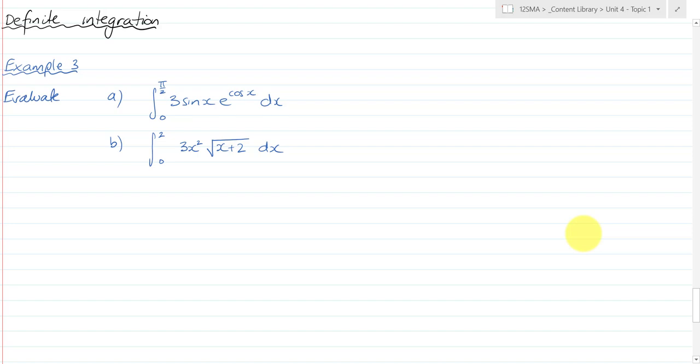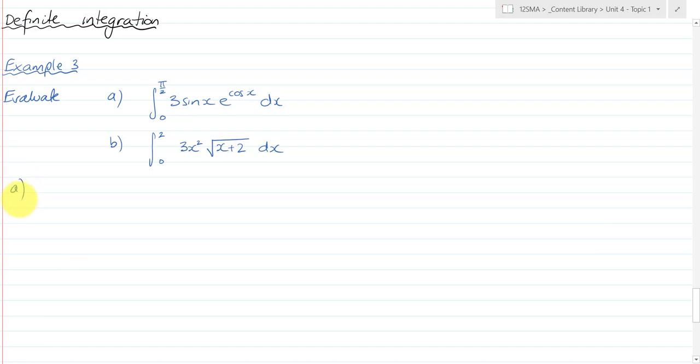Hi and welcome to video 7 in my series on Integration for Specialist Maths Unit 4. In this video it's going to be quite short. I'm just going to do a couple of examples of using substitution within the definite integration realm. So you'll see example 1 is just substitution and example 2 is linear substitution, and we'll see how we go.